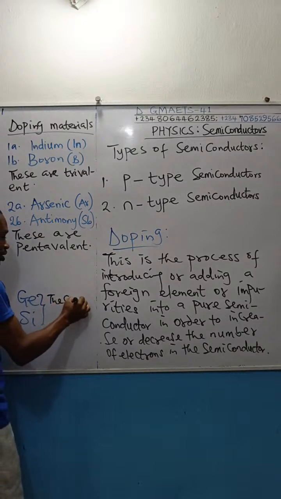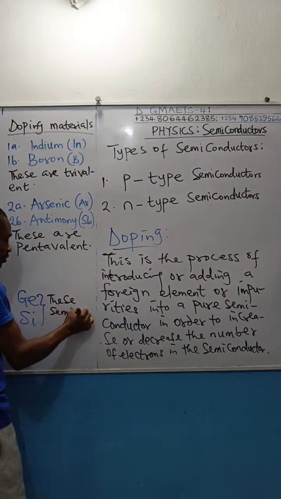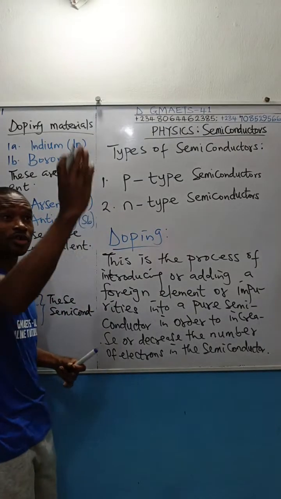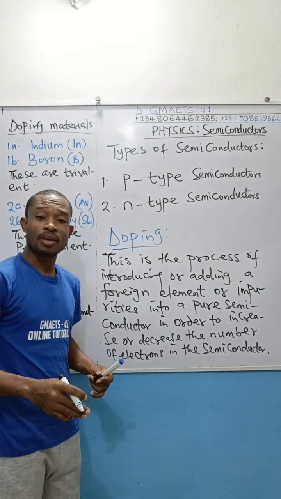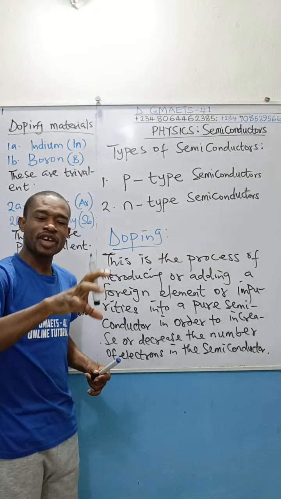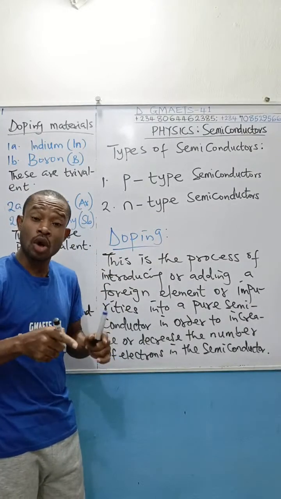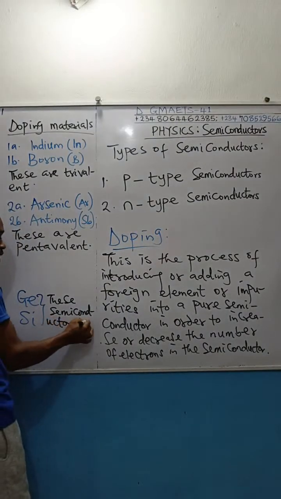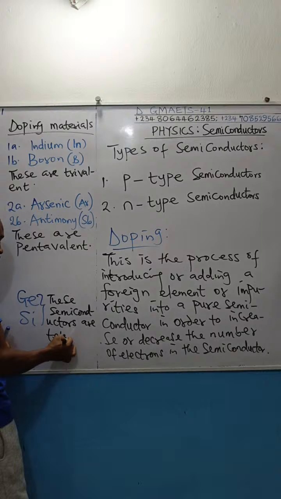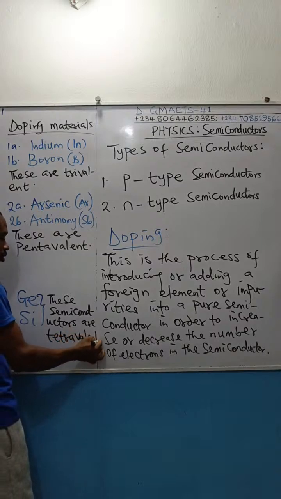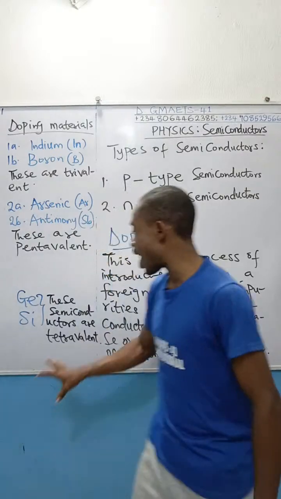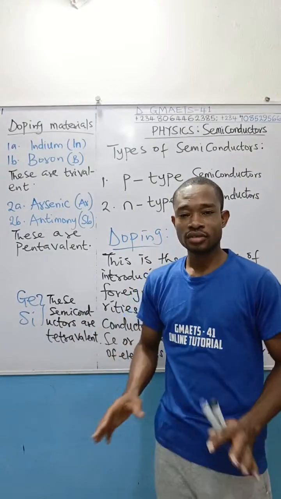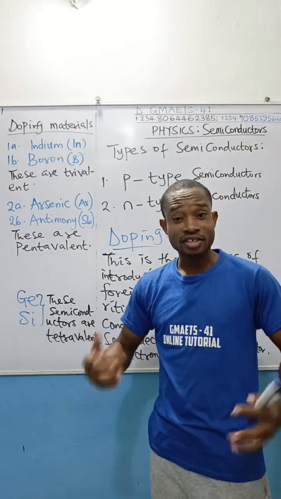Semiconductors generally are tetravalent because these guys are group 4 elements in chemistry. But we are specific about silicon and germanium. They are the ones used as semiconductors. These semiconductors are tetravalent. They are in the same group as carbon. In their pure state, in their ground state, they are tetravalent.